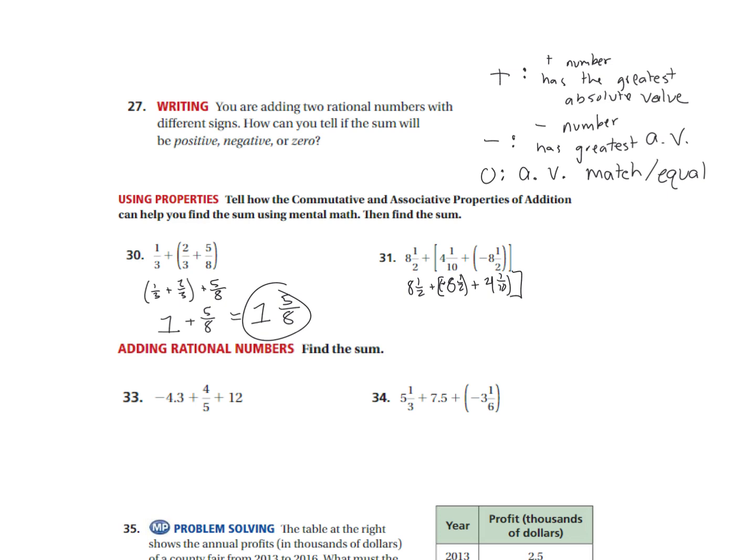The associative says I can move around my parentheses. Okay, so instead I'm going to change where my parentheses are. And why would I do this? Well, let's take a look. I have positive 8 1/2, negative 8 1/2. Those are additive inverses of each other. So this whole thing together is going to be 0. And then when I add 4 1/10, I'm just going to get 4 1/10 as my answer. Okay, why is it helpful? Well, it can help us find 0 pairs to then cancel things out.